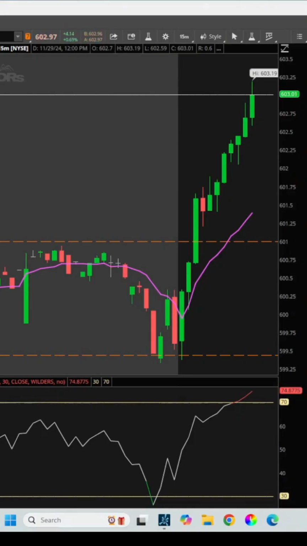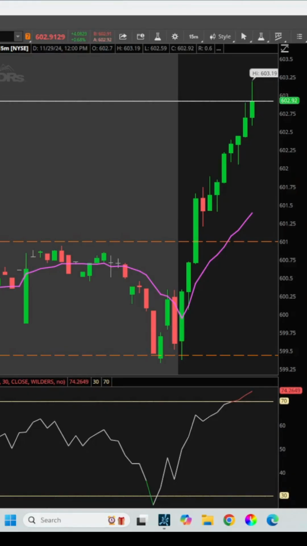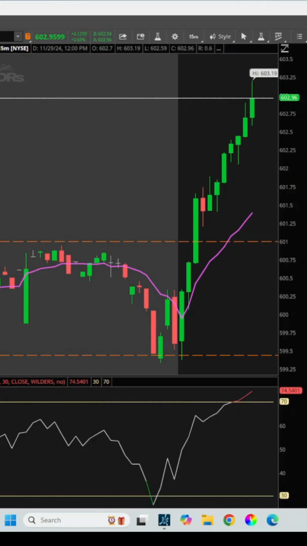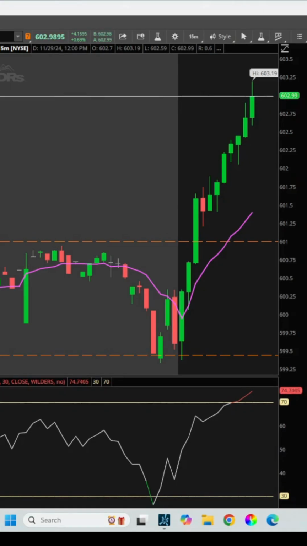Pairing VWAP with a 15-minute chart is a great strategy for day trading as it provides a good balance between short-term and medium-term trends. Steps to use VWAP on a 15-minute chart for day trading. Set up your 15-minute chart. Open a 15-minute chart for the stock you want to trade. This time frame is useful because it shows price action in the context of a larger intraday trend while still providing enough granularity to identify entry and exit points.